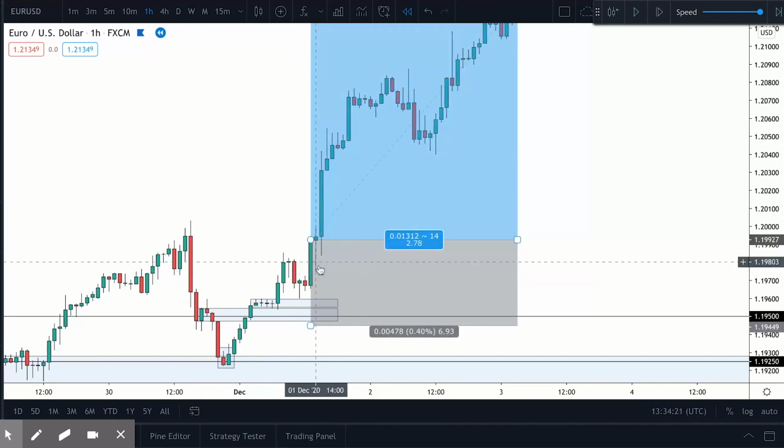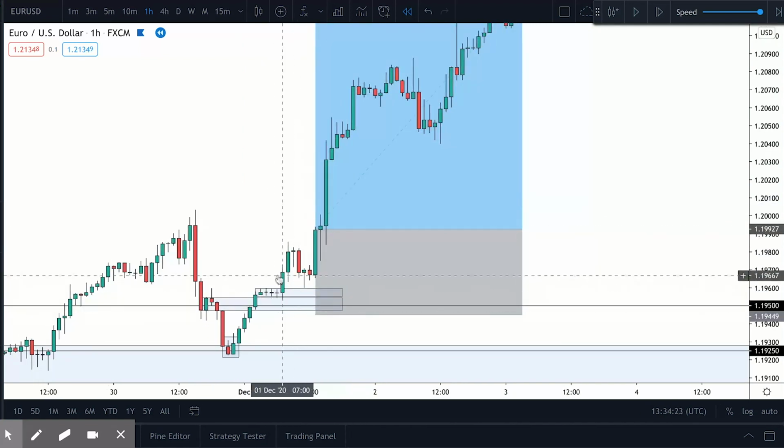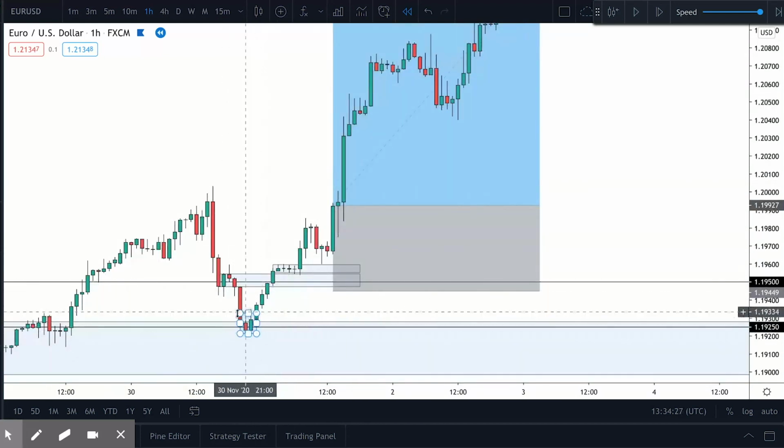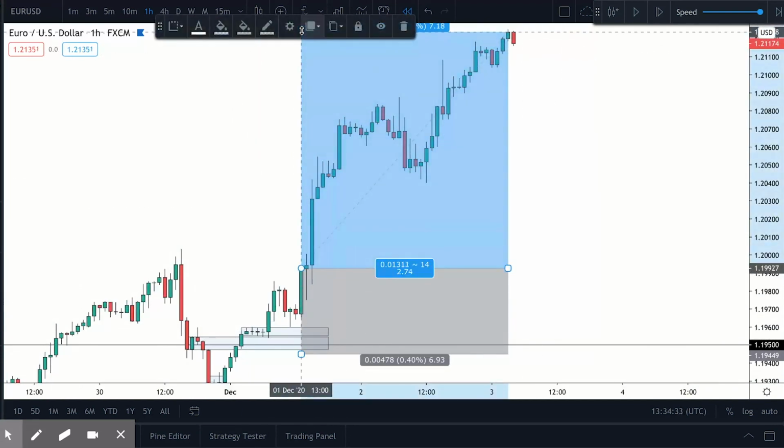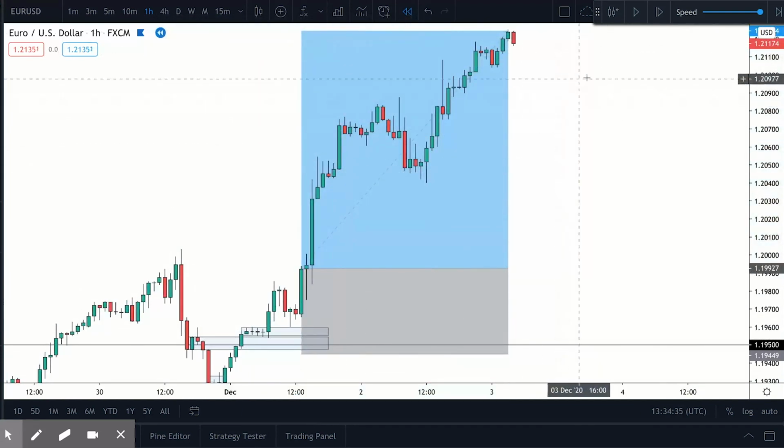This one for peace of mind, this one for higher risk reward, and this one for the real risk reward hunters who don't mind taking a few more losses. So there we go. That is confirming your entries. I will find one more example as well, and we'll talk through that just now.